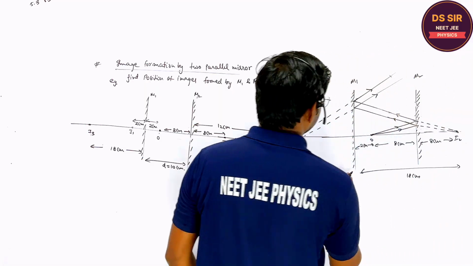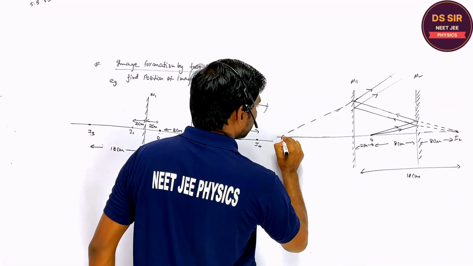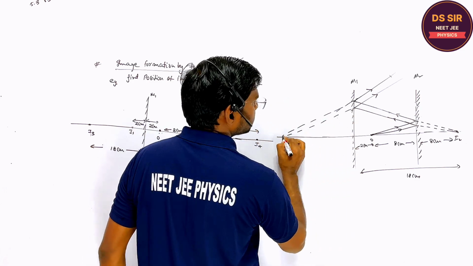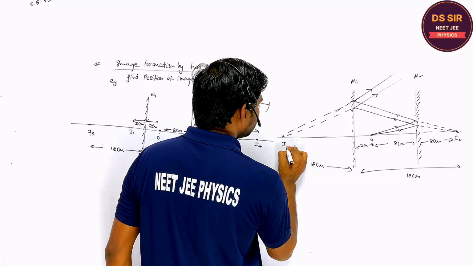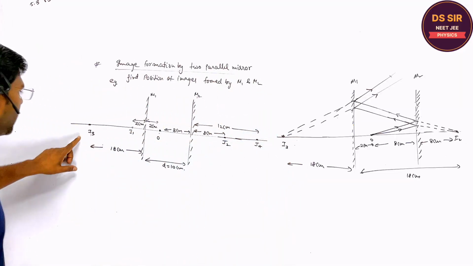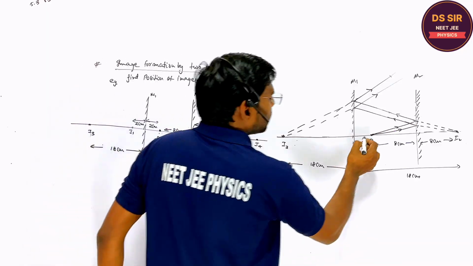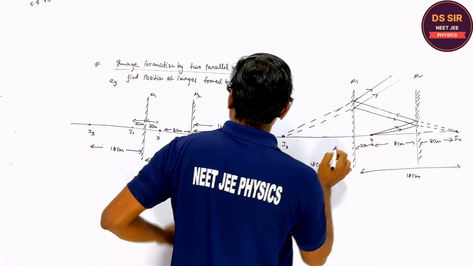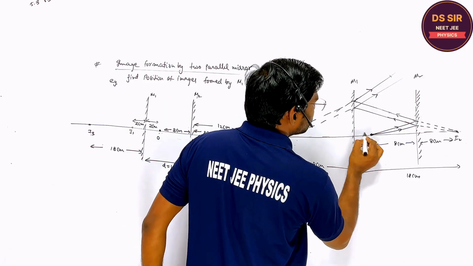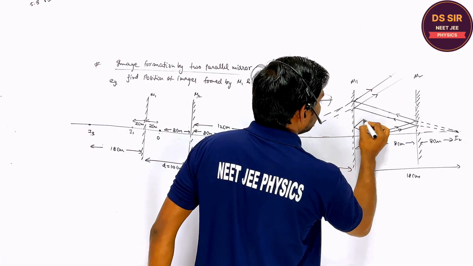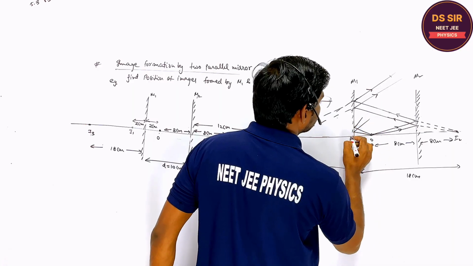And what is this distance? Make a little distance like this. It is also 18 centimeter. So this is the formation of the image I3. Are you getting or not? And from this, the first image, this is I1. I1 is formed how? From this object, the image is formed like this, right? Like this.